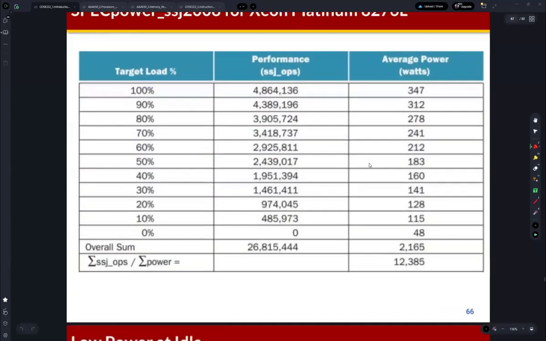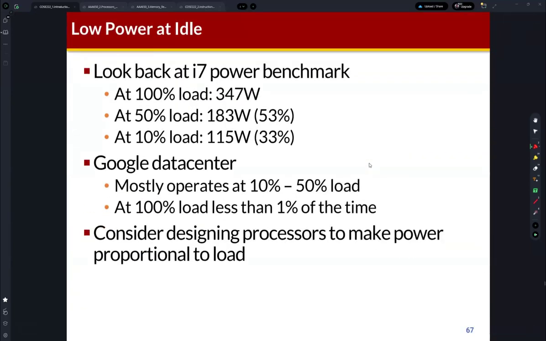But our computer system exhibits some interesting power consumption characteristics. The power consumption of a computer system is not proportional to the workload, the load in the computer system.